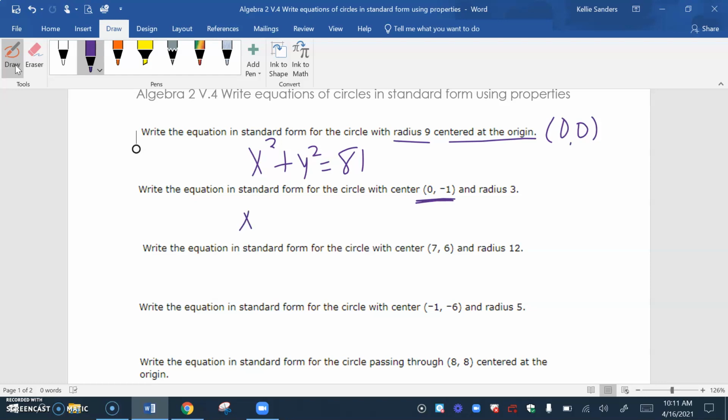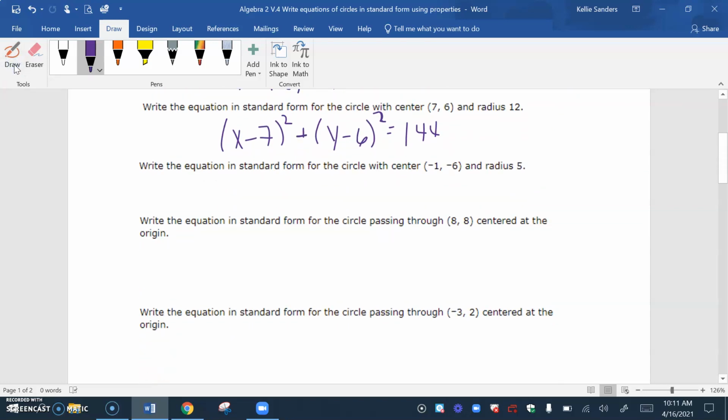X doesn't have a shift, it's at 0, so it's x squared plus y squared, 1 plus what? Y plus 1 squared equals 9. X minus 7 squared plus y minus 6 squared equals 144. The equation of the standard form of the circle whose center is at -1, -6, and radius 5: so x plus 1 squared plus y plus 6 squared equals 25.